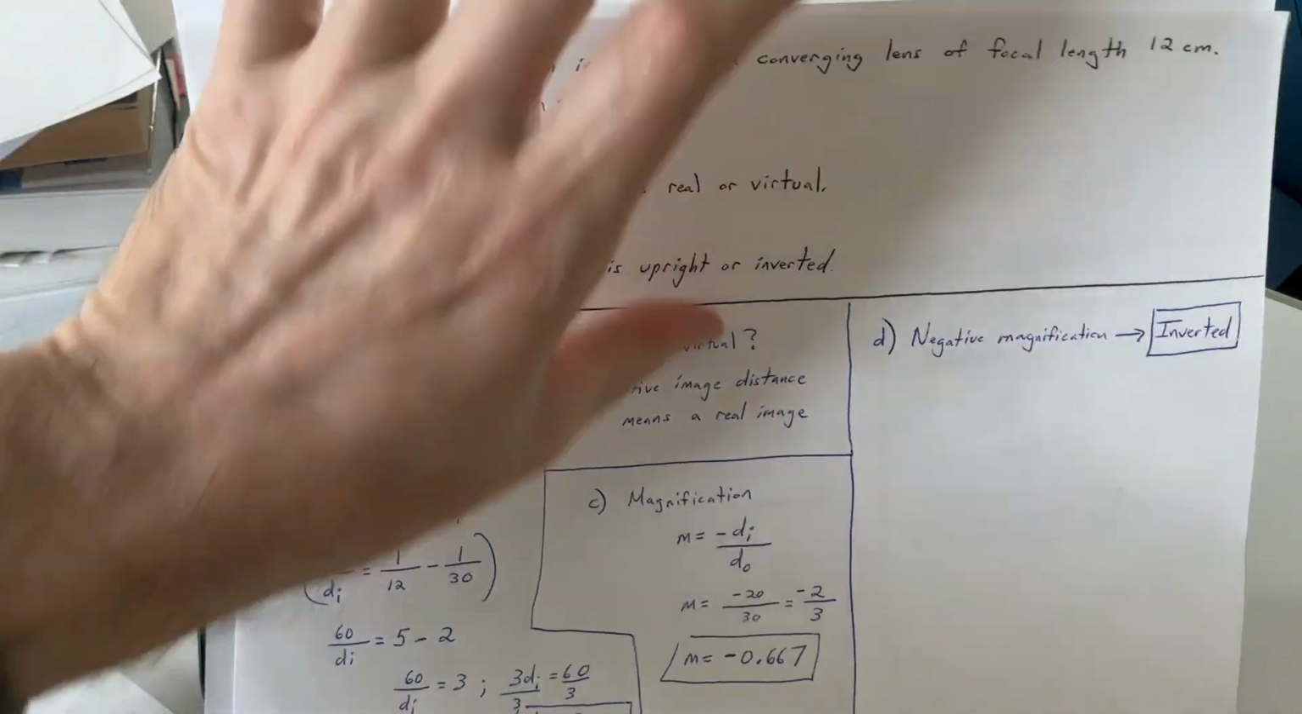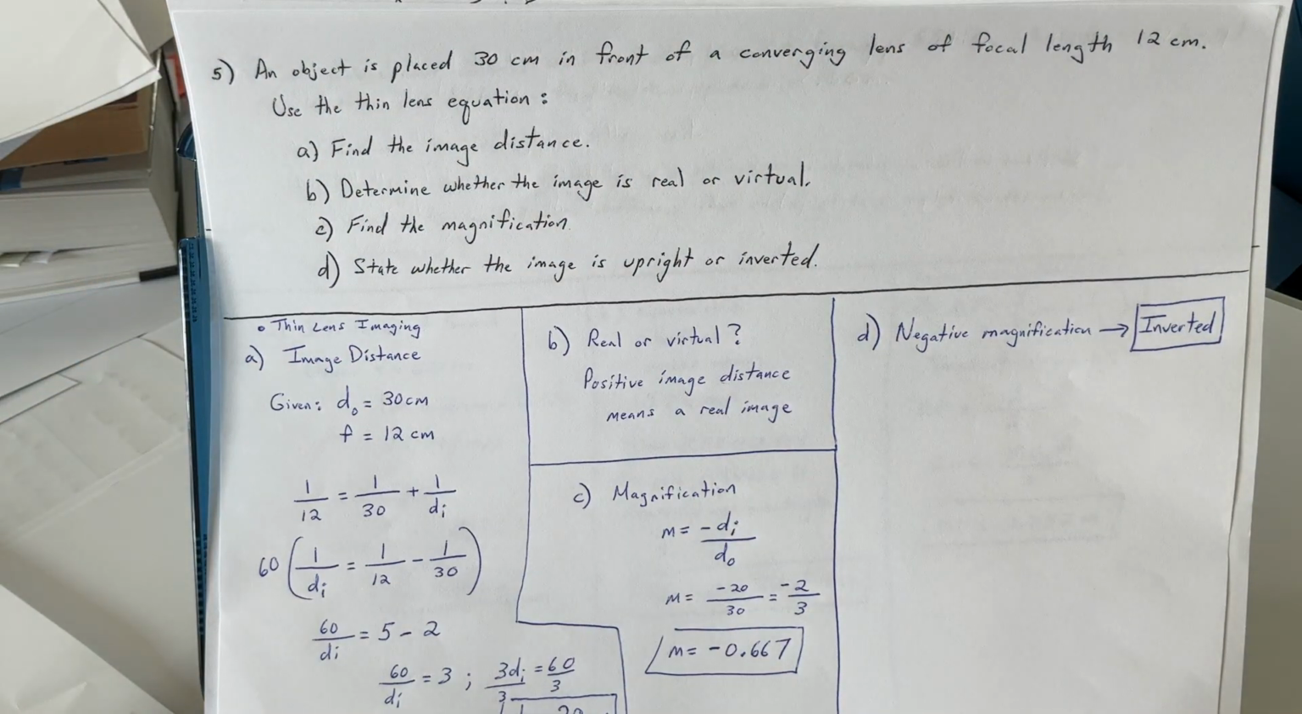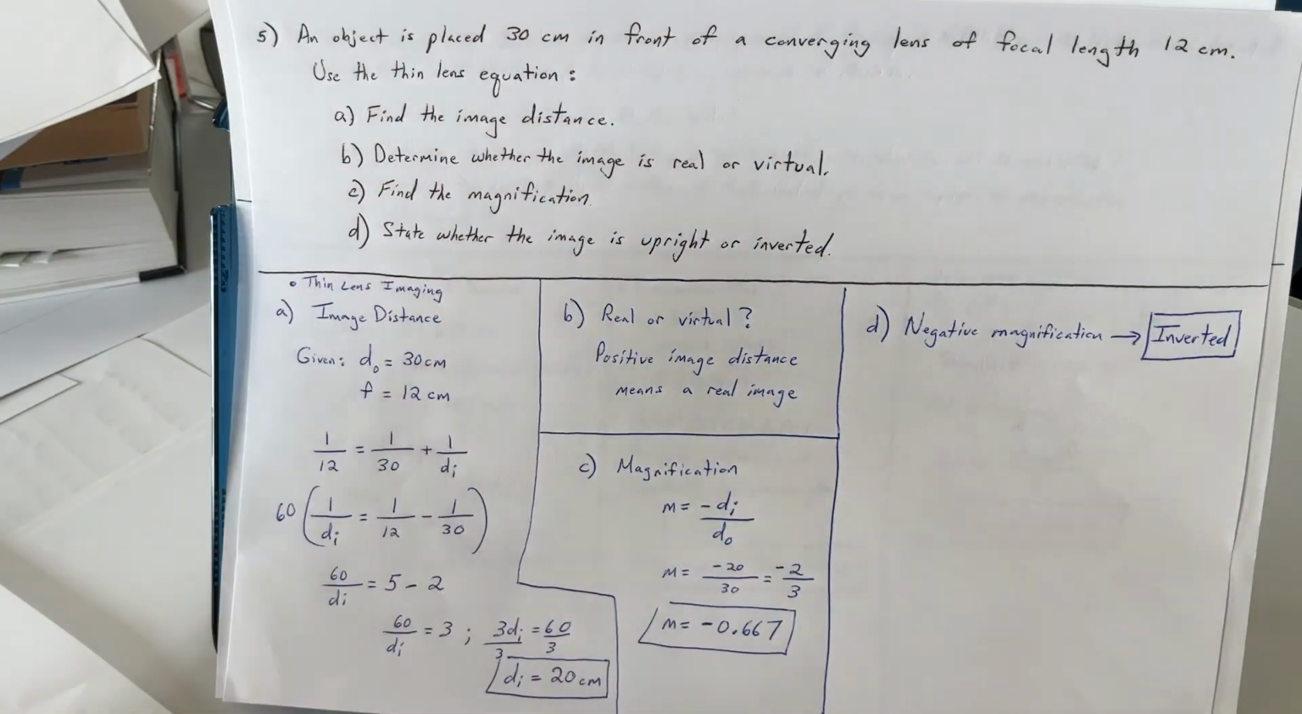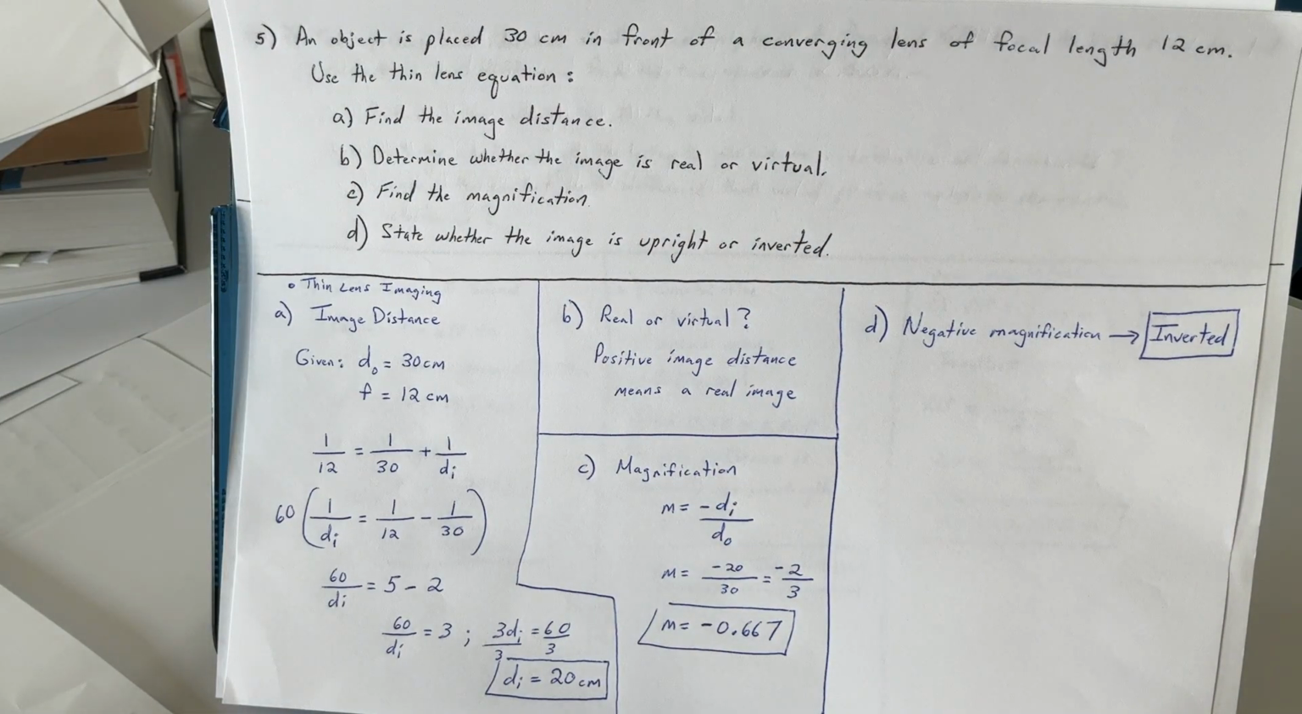Moving to number 5. An object is placed 30 centimeters in front of a converging lens of focal length 12 centimeters. Use the thin lens equation. So find the image distance. That's part A. Well, thin lens image distance, we're given that d naught is 30 centimeters and f is 12 centimeters.